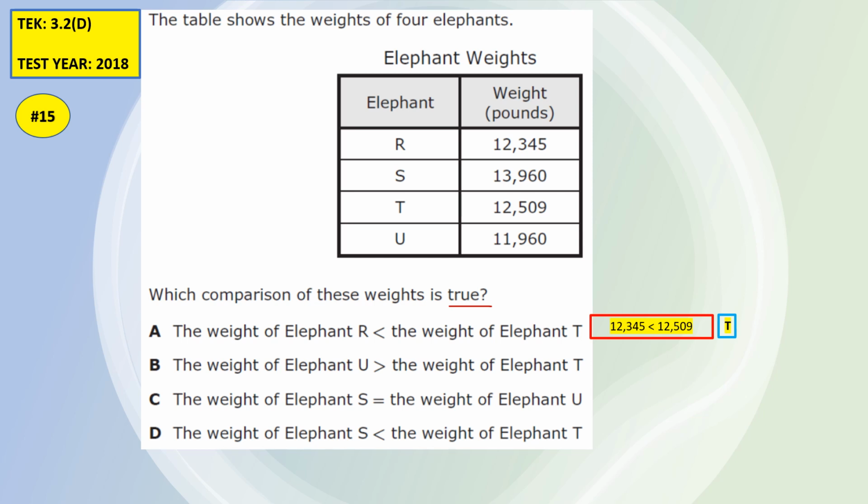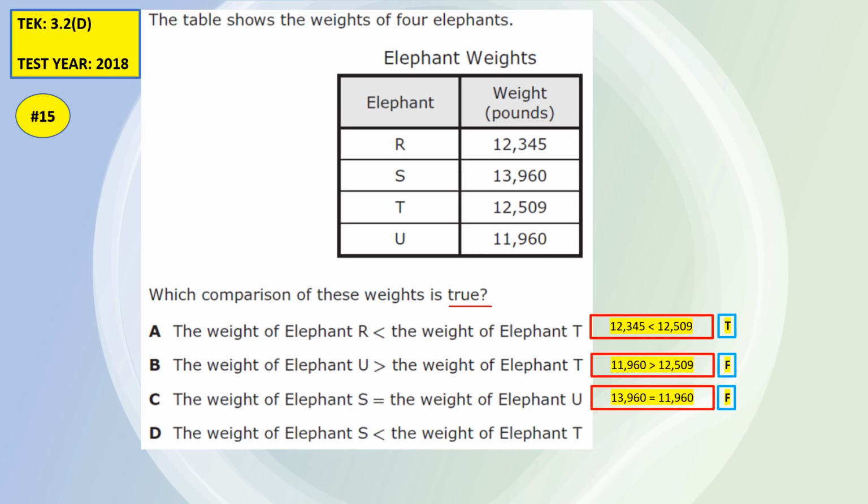B says the weight of elephant U is greater than the weight of elephant T. So if we write that out, then that means 11,960 is greater than 12,509. Well, that's false. So that cannot be our answer. Let's look at answer choice C. The weight of elephant S is equal to the weight of elephant U. And when we write that out, it's 13,960 is equal to 11,960. Well, that's definitely false.